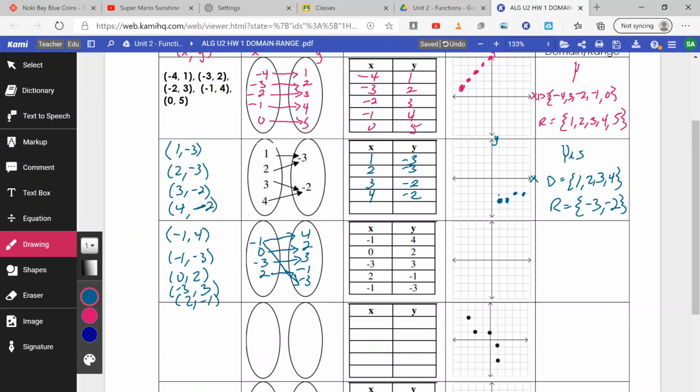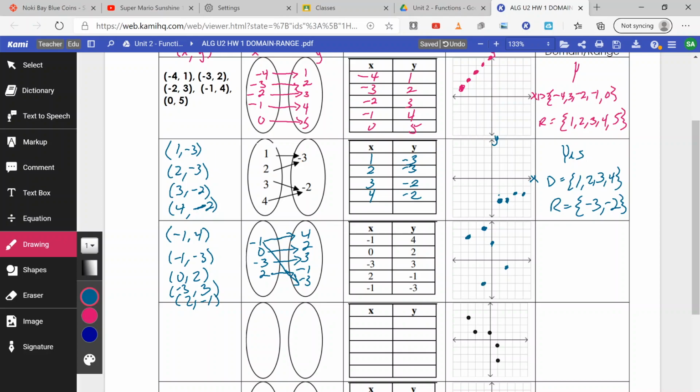I'm going to plot the points. So -1, 4, left 1, up 4. 0, 2, so stay at the origin, up 2. -3, 3, so left 3, up 3. 2, -1, right 2, down 1, and then -1, -3, left 1, down 3.